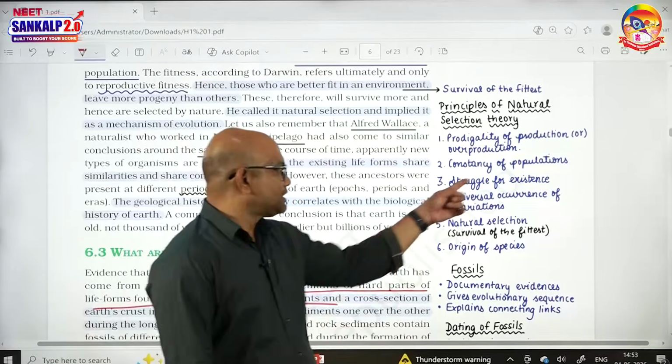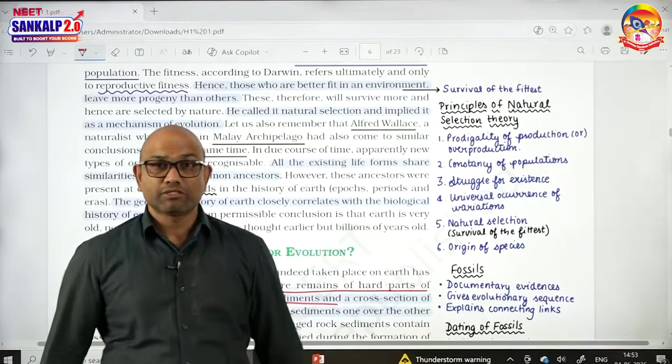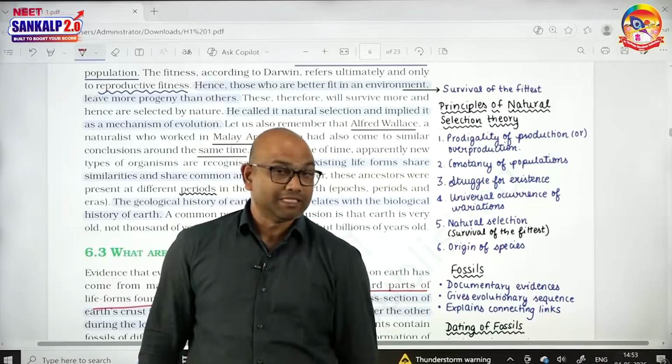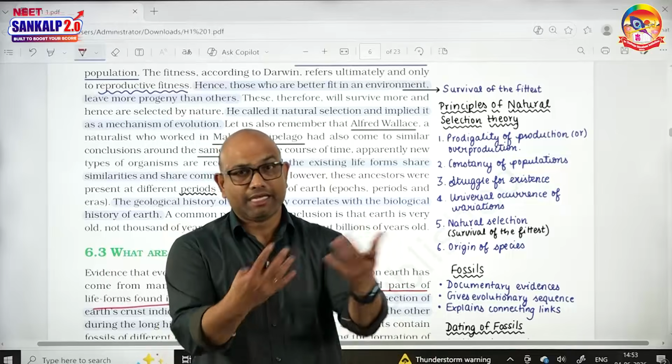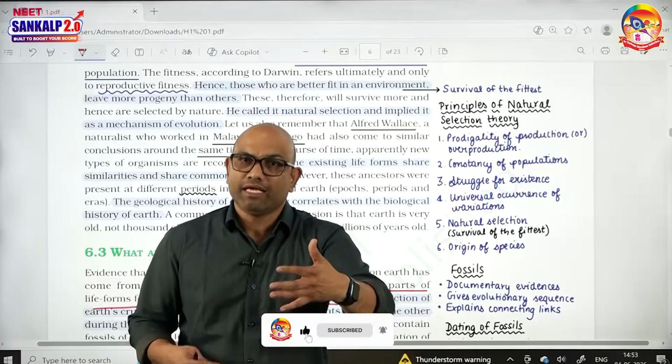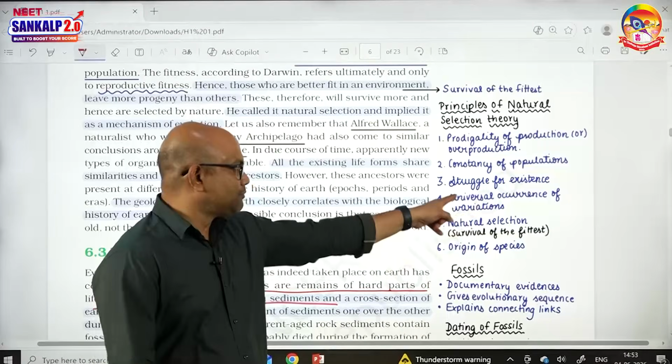The third observation is struggle for existence. As the resources are limited, definitely there will be competition within the species and between the species. It can be intraspecific and interspecific competition. That struggle for existence leads to survival of the fittest organism. That is the third observation.